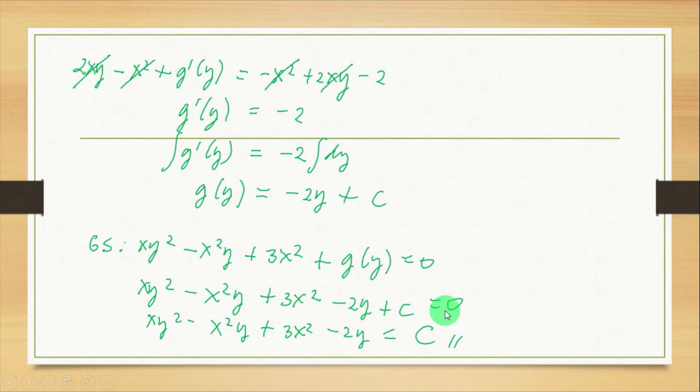Or you can rewrite it this way: xy squared minus x squared y plus 3x squared minus 2y is equal to capital letter C. You transpose positive c to the other side. That will give you another constant. You can represent that with capital letter C, or C sub 1.